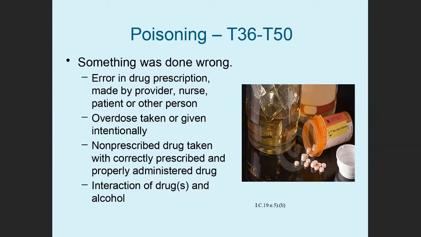Let's start with poisoning. In a poisoning, something was done wrong. For example, there was a mistake made in the drug prescription. It could be made by the provider, a nurse, the patient, or another person like a pharmacist, it doesn't matter. Something was done wrong. An overdose was taken or given intentionally.